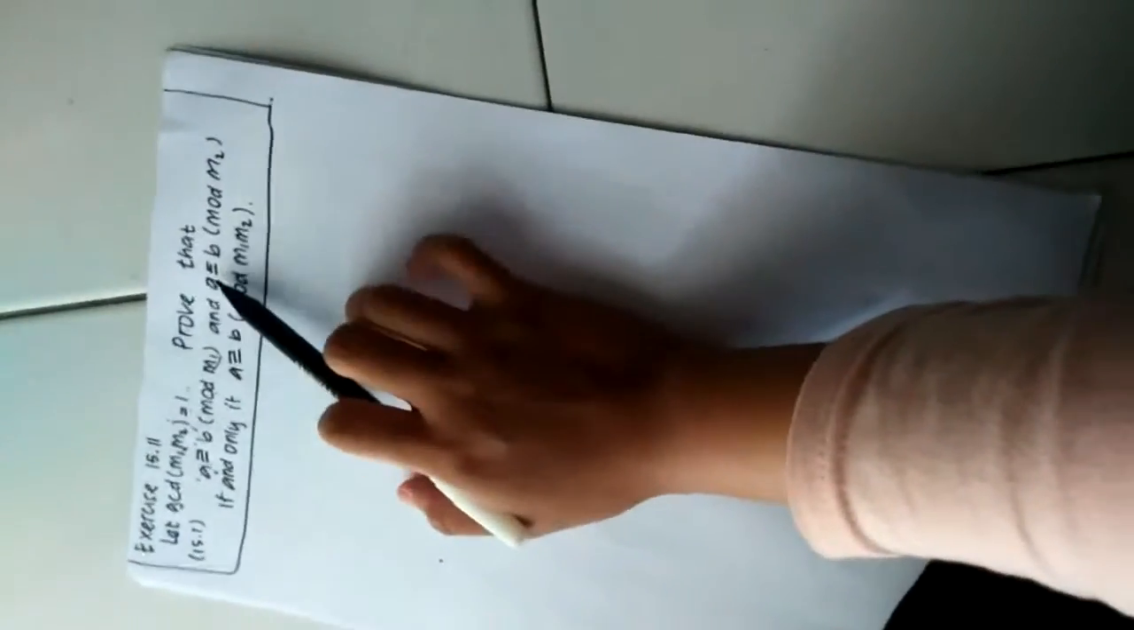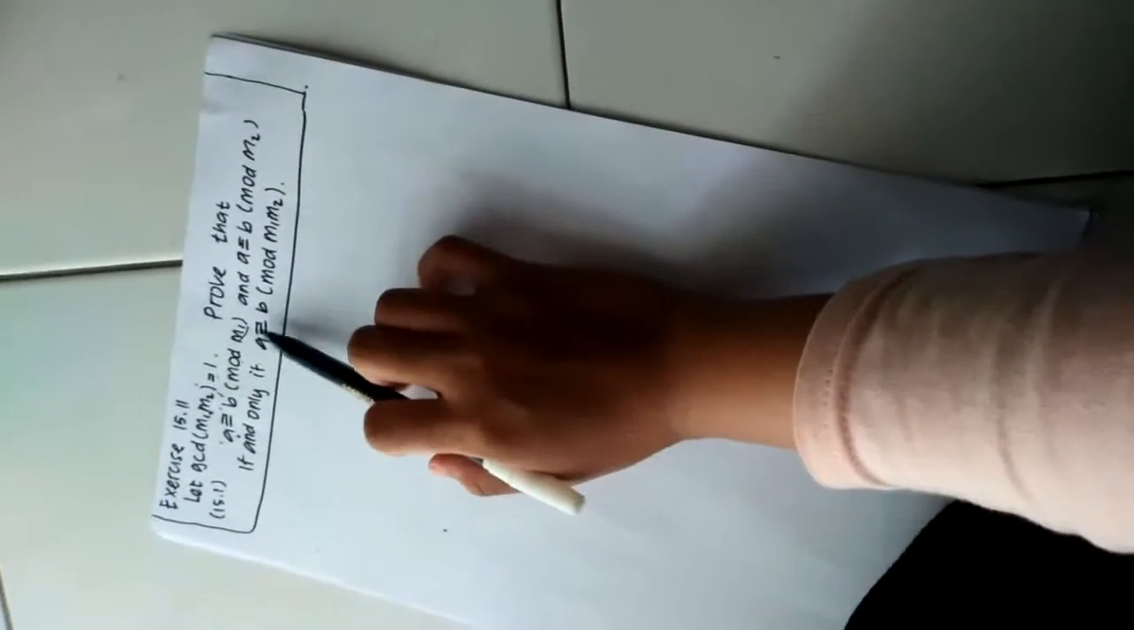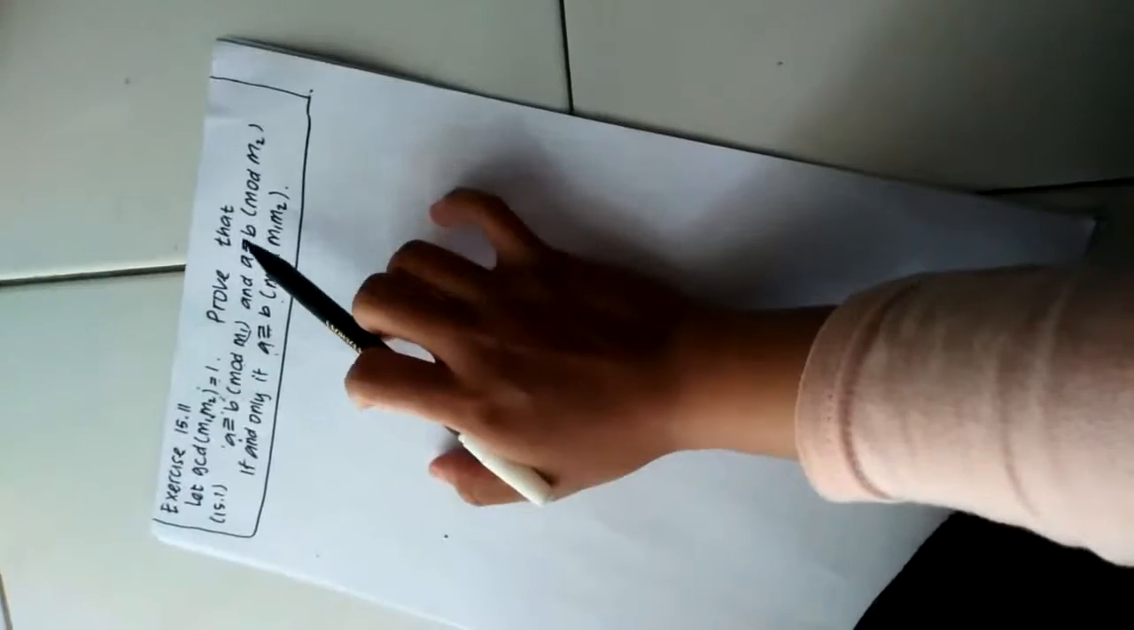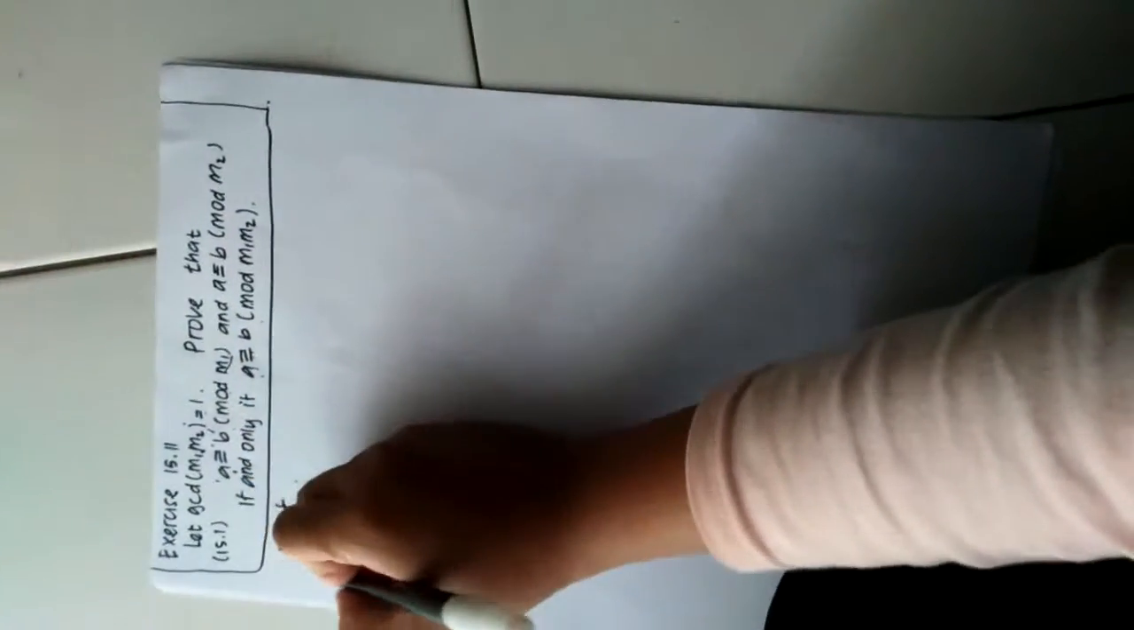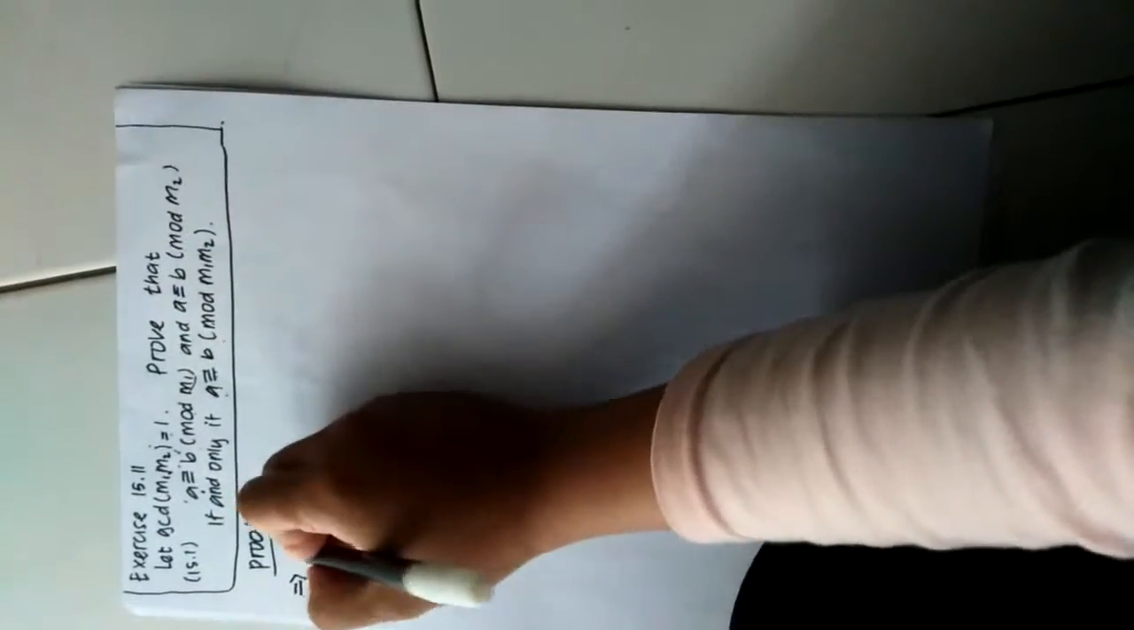We have the problems in exercise 15.11. Let gcd(m1, m2) = 1. Prove that a ≡ b mod m1 and a ≡ b mod m2 if and only if a ≡ b mod m1m2. Let's prove these problems. We have to prove from the left side to the right side.